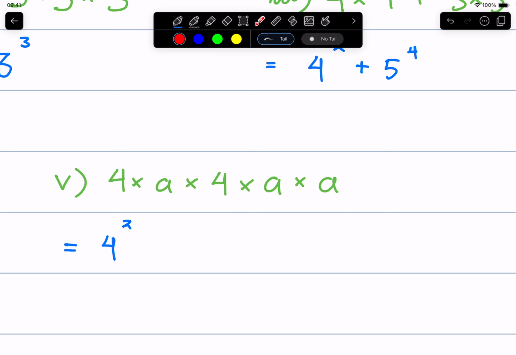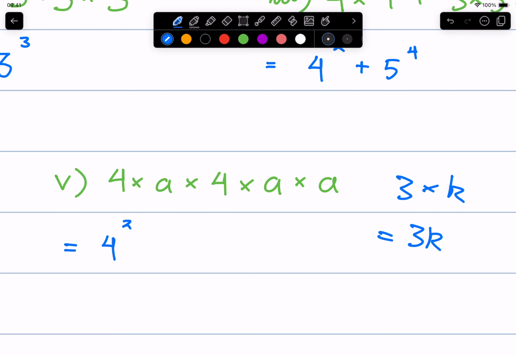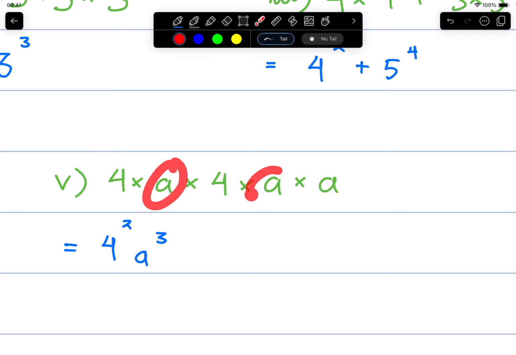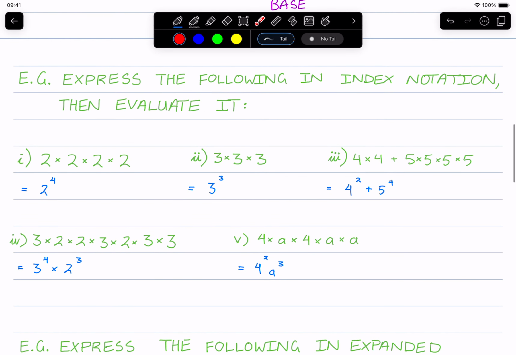And this time, because it's algebra, if we can recall that when we multiply algebra, so let's say 3 times k, they just become stuck together like this. 3 times k becomes 3k. For this one, we simply write right next to it a, because that's the base that we're seeing here, to the power of 3, because there are 3 multiplications of a. And that there is how we write these in index notation.